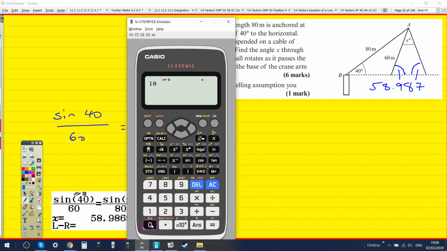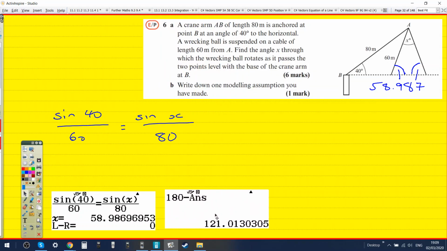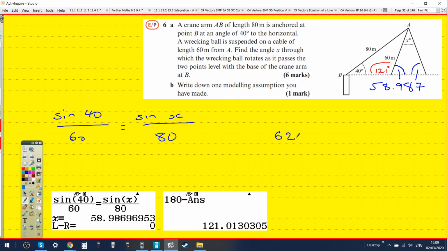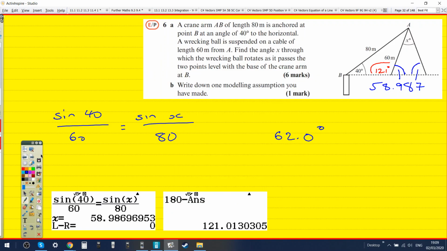And I want to do something different. Tell me what you get for that one. I got 62.03. Let's just say 62.0 degrees. Write down one modeling assumption you have made.